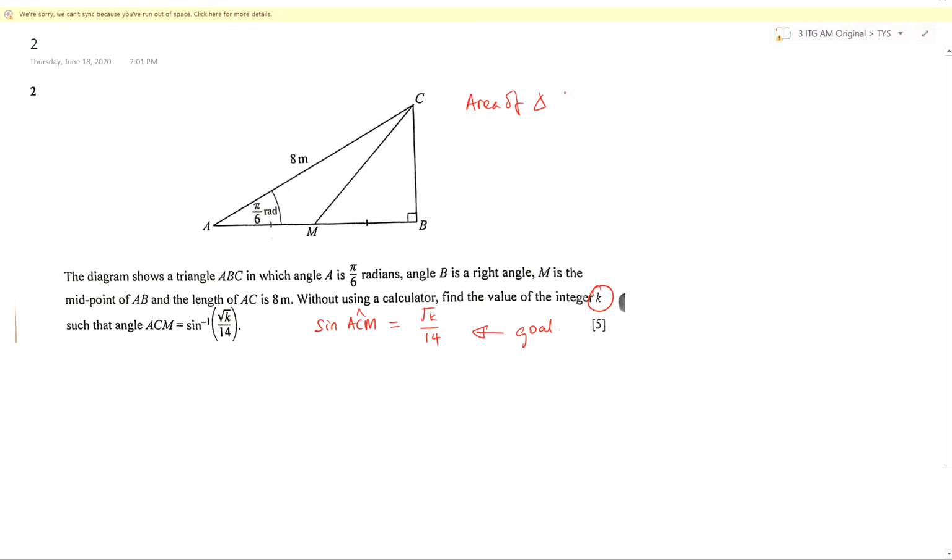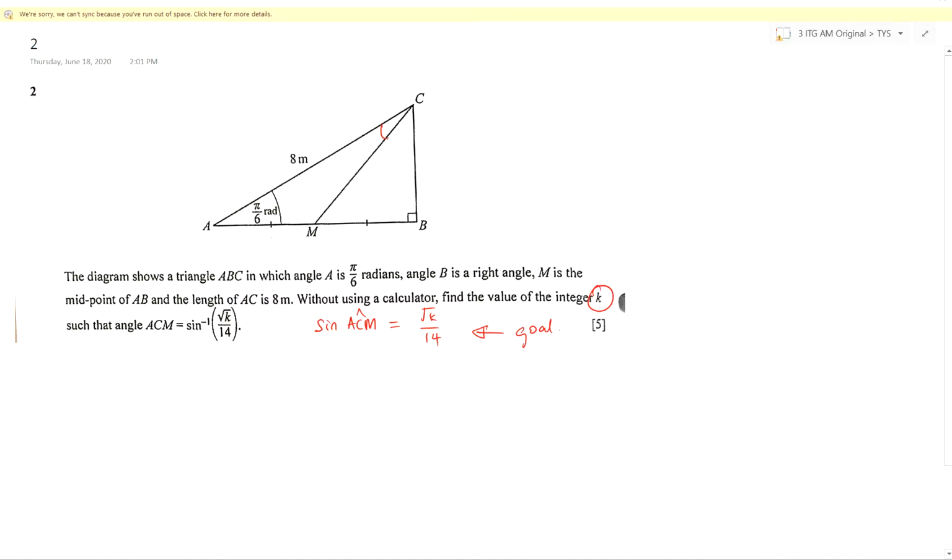We can consider sine rule. We can consider some of the trigo identities that we have also learned. Some trigo ratios of the sum of angles, for example. So these are the things that we can play around with.